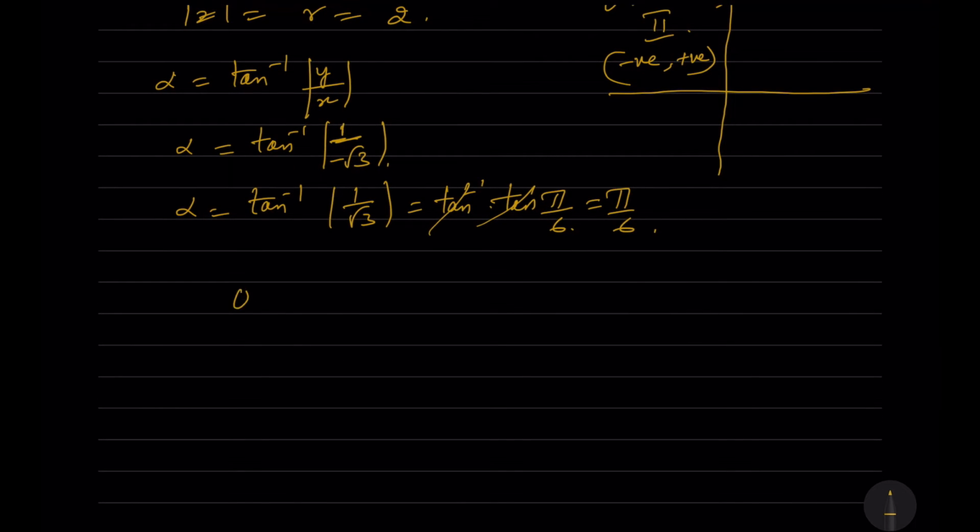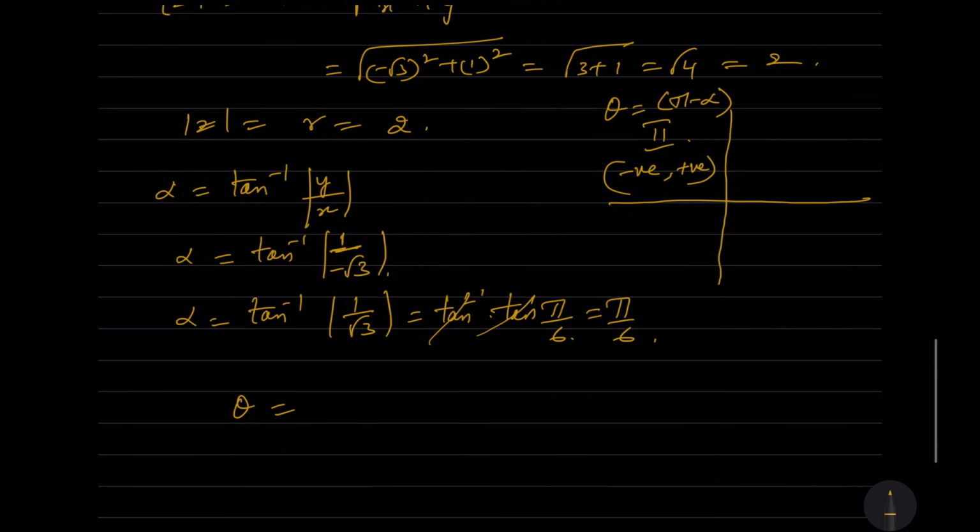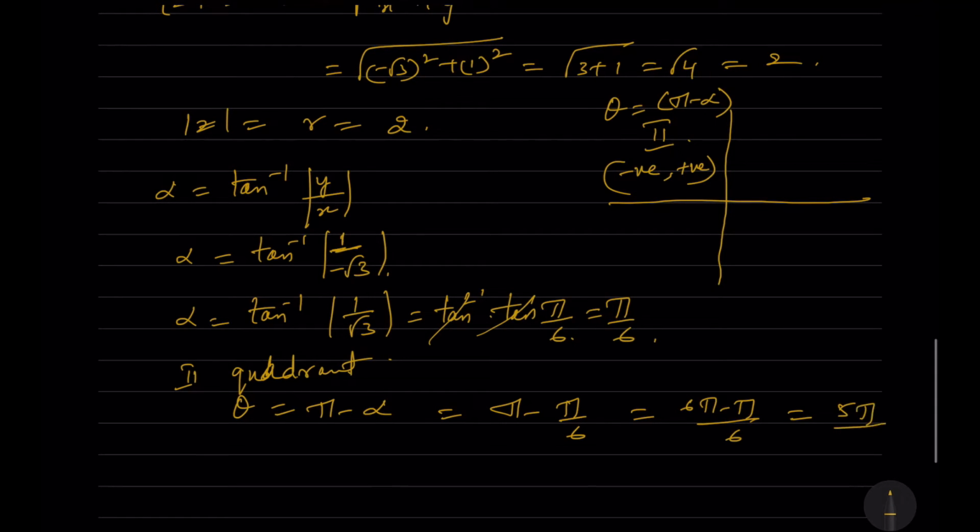So now what is theta equal to? Theta lies in the second quadrant. So in the second quadrant, theta is equal to pi minus alpha, which is equal to pi minus pi by 6, which is equal to 6 pi minus pi by 6, which is equal to 5 pi by 6. So theta is equal to 5 pi by 6 is the argument.